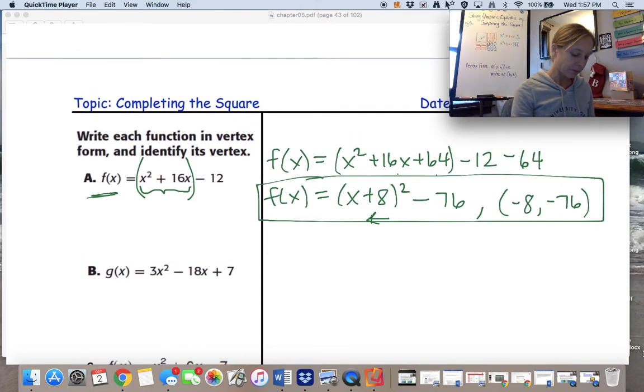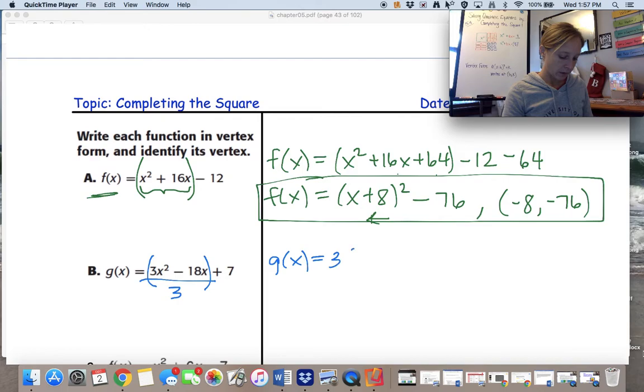Okay? All right. So, similar to before, separate the variable terms from the constant terms. This time I'm using parentheses to do that. Second step was to have a leading coefficient of 1 though. So what I'm going to do is I am going to factor a 3 out of these parentheses. So I'll have my g of x equals 3 times x squared minus 6x plus 7. Now I can move ahead with completing the square.